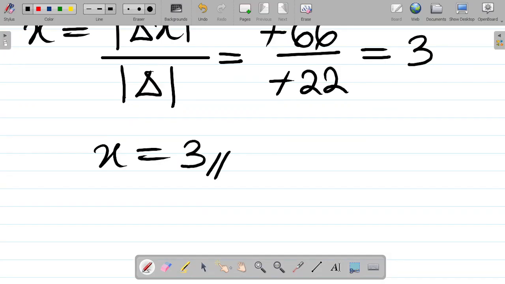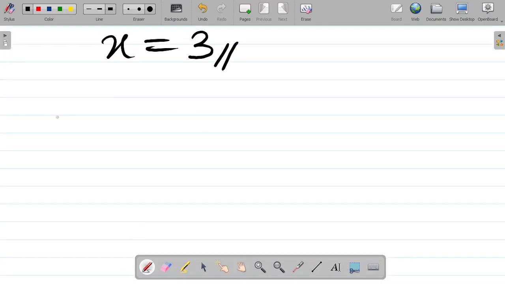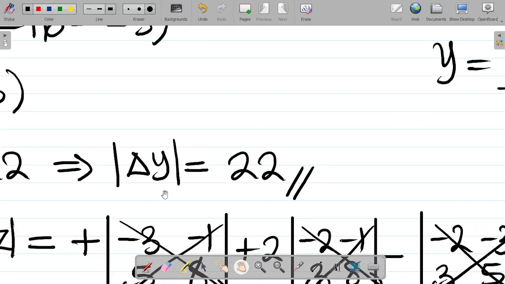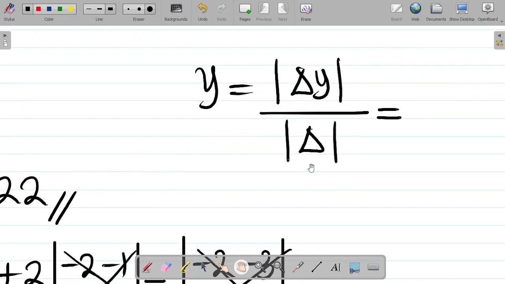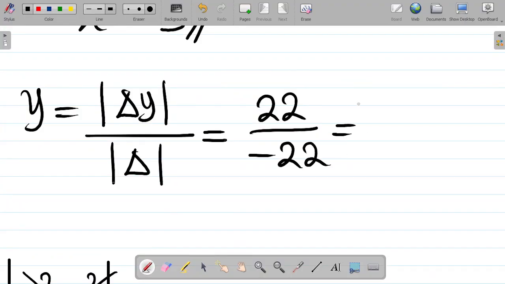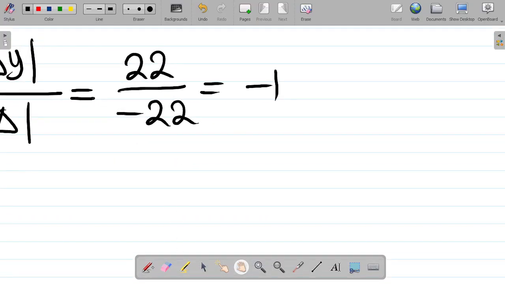To get y, similarly, we'll say that y is equal to the determinant of lambda y, all over the determinant of lambda. For lambda y, the value was 22. So that becomes 22 all over the determinant of lambda, which is minus 22. 22 divided by minus 22 gives you minus 1. So y is equal to minus 1.